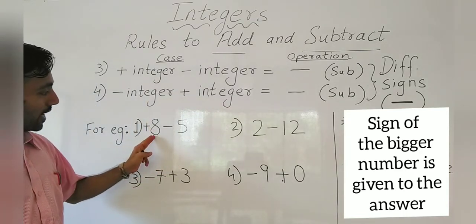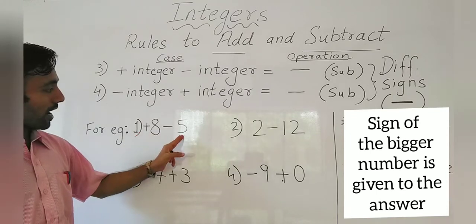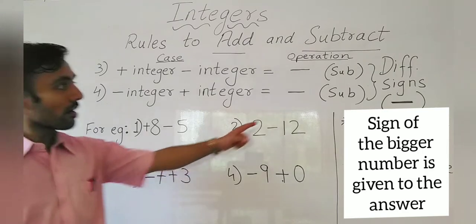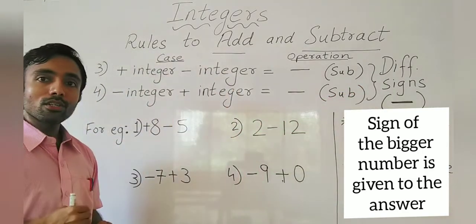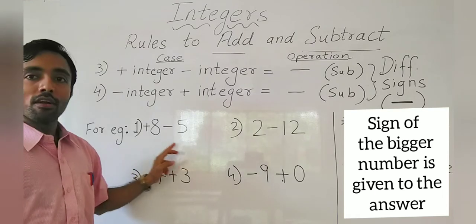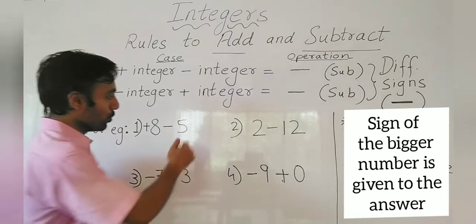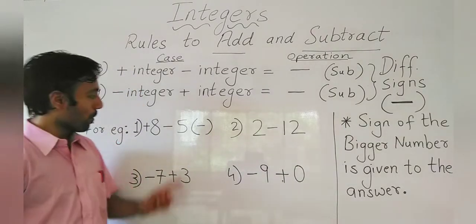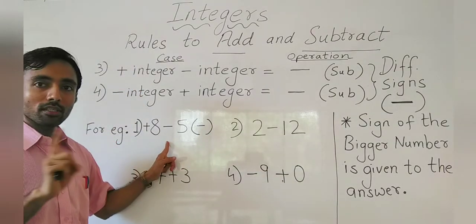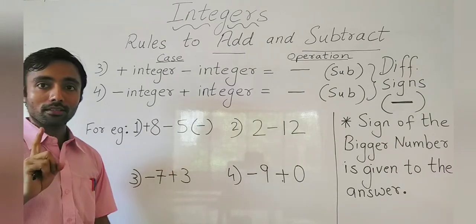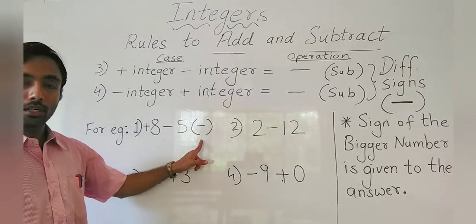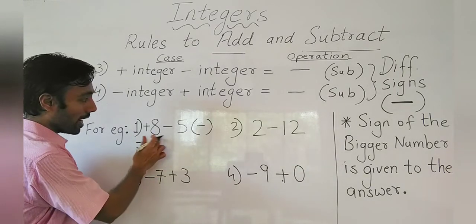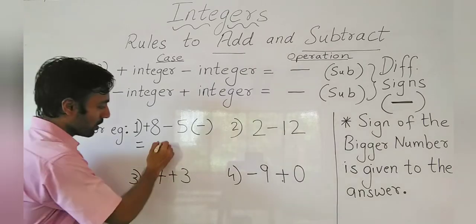So here we have 8 with plus sign and 5 with minus sign. Are the signs same? No, they are different signs. So when the integers in the calculation have different signs, what do we do? We subtract. Remember, we do subtraction when both integers do not have the same sign, they have different signs. Agar signs alag ho, to hum subtraction karte hain, right? So if we do subtraction, what would be the answer? 8 minus 5. 8 minus 5 is 3.